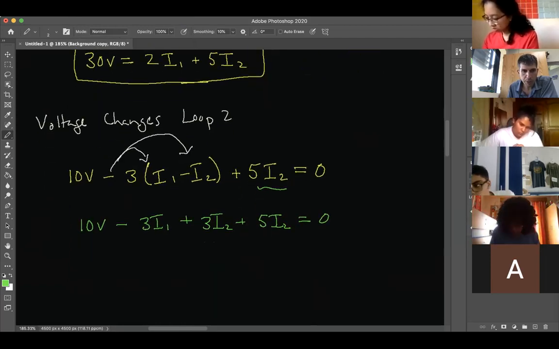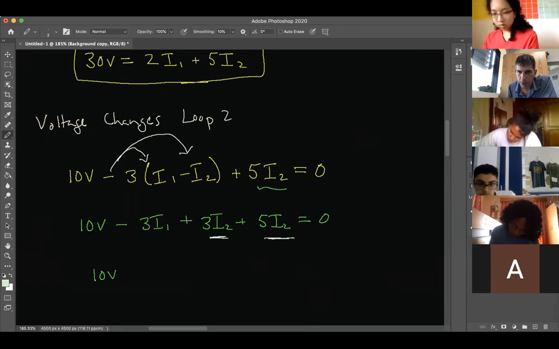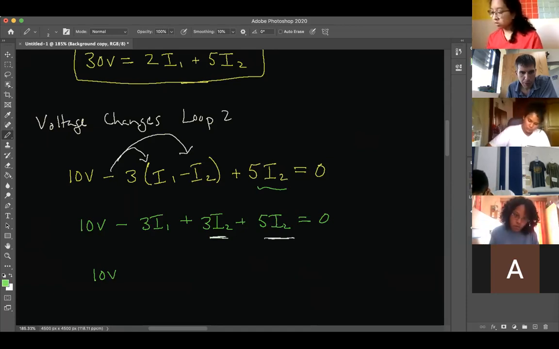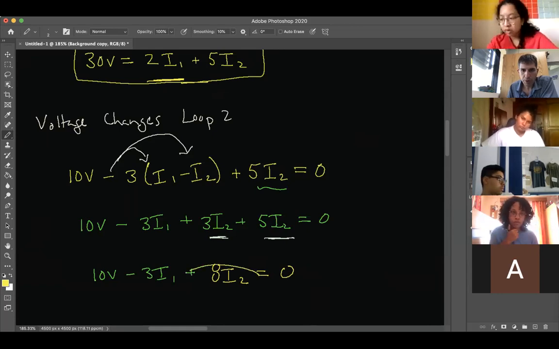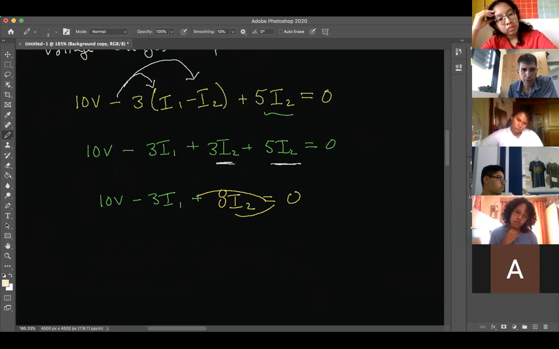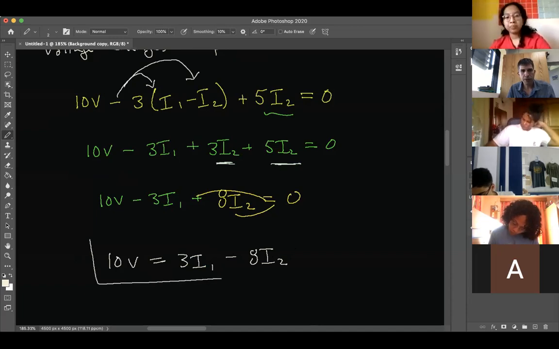Now you've got to combine like terms. So let's see, we only have one where we have a 10 volt. In this case, I have an I2 here and an I2 here. So I'm going to add these two up. So let me just continue with what we have. 3I1 plus 3I2 plus 5I2. That is 8I2. And those are going to add up to be 0. And just like in the last equation up here, I brought these two terms over to the other side. So that's what I'm going to do down here. So when I do that, I get 10 volts equals 3I1 minus 8I2. Okay, so this is going to be my second equation.